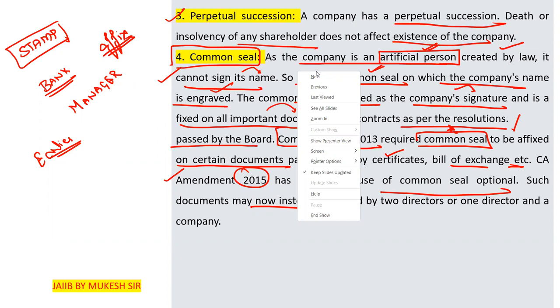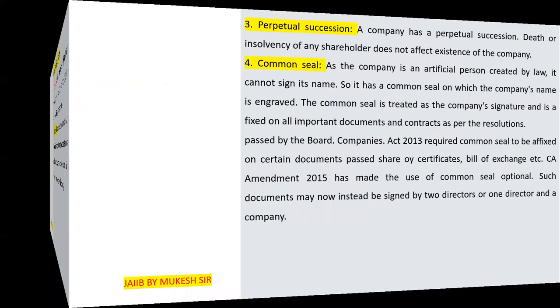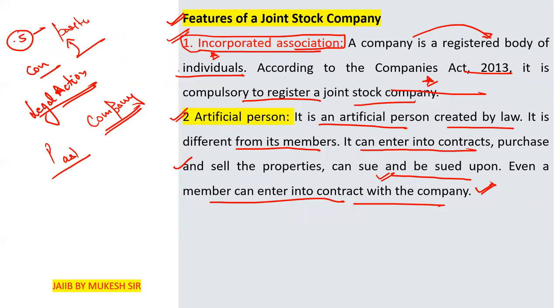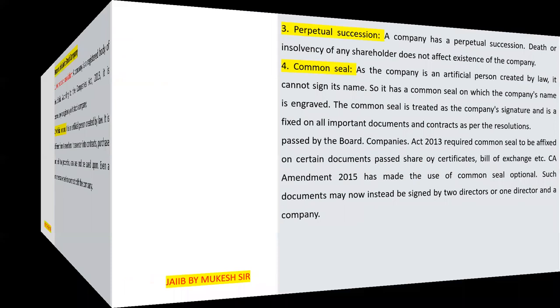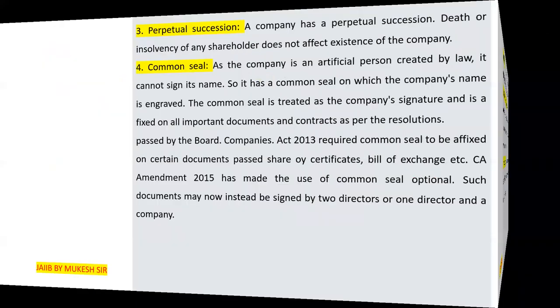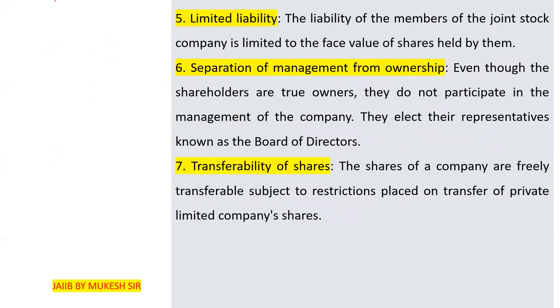Please remember all these things. So we have discussed features of the joint stock company. First one, incorporated association. Second one, artificial person. Third one, perpetual succession. Fourth one, common seal. Fifth one, limited liability.